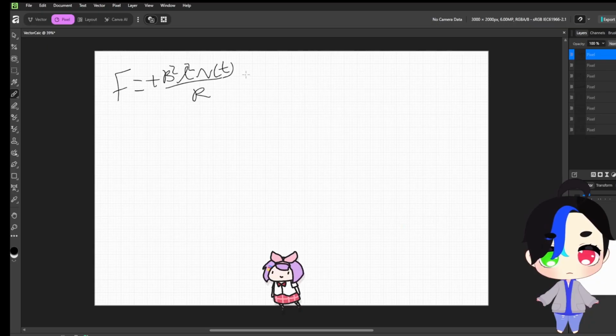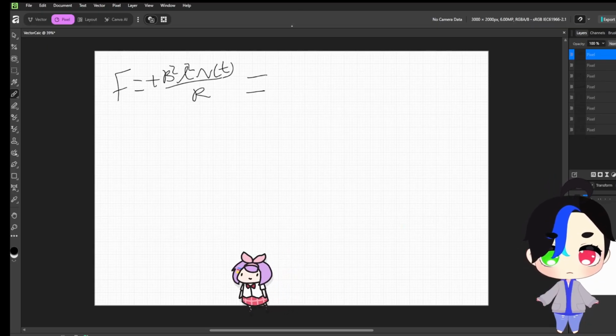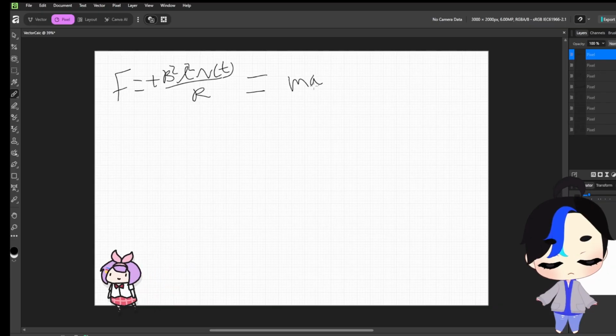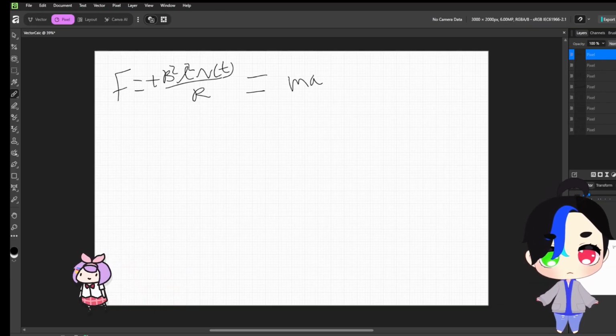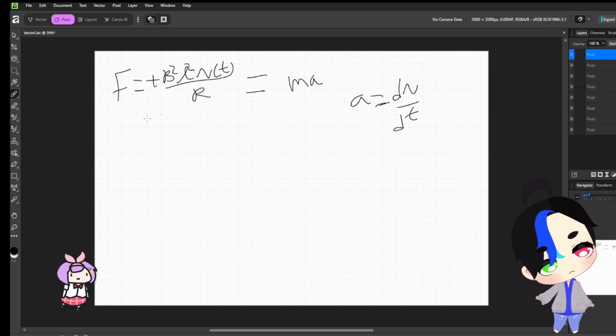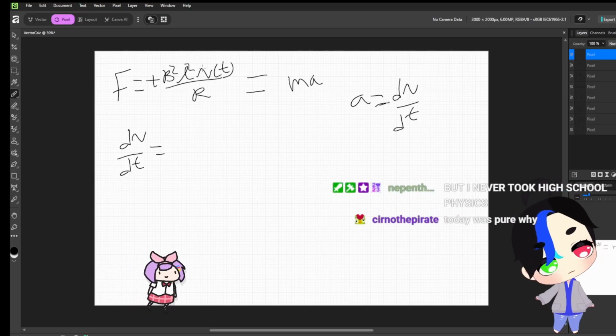Okay. So, if you remember from high school physics, Newton's second law, F equals ma. So this quantity equals ma. The mass of the rod times the acceleration of the rod. Well, acceleration is the change of velocity with respect to time. So that's dv dt. So that tells us that the change in velocity with respect to time is directly proportional to the velocity itself.